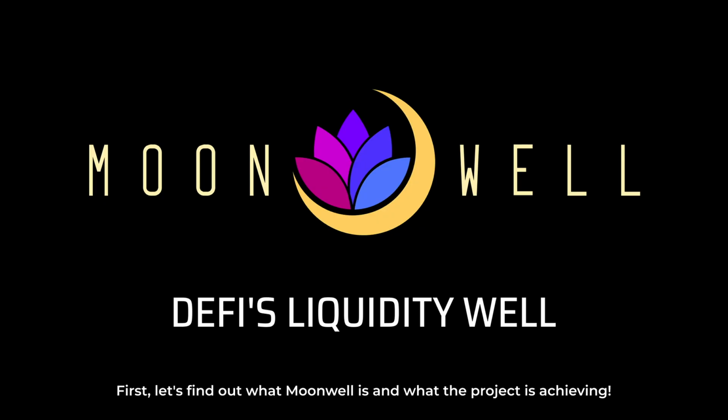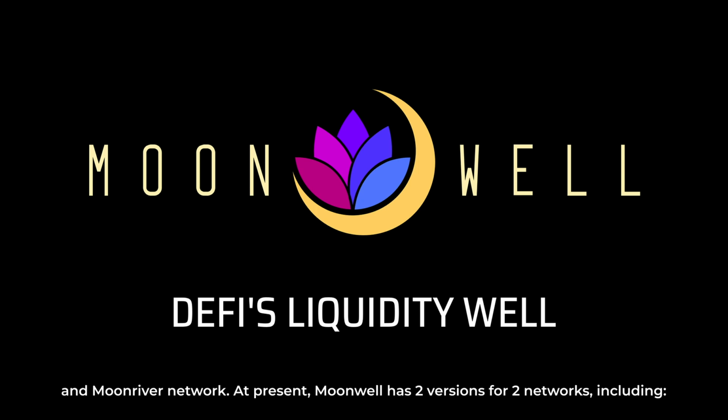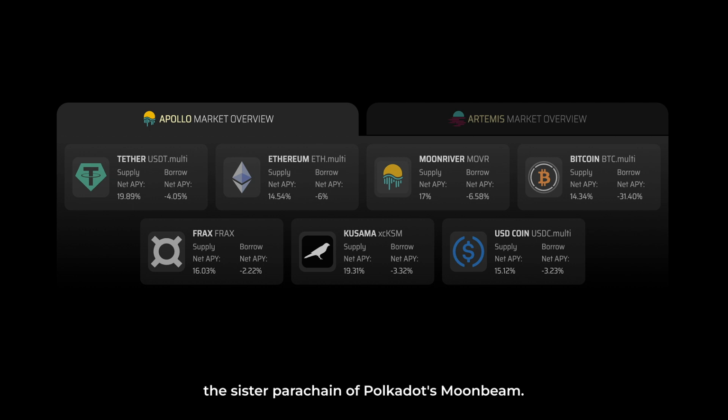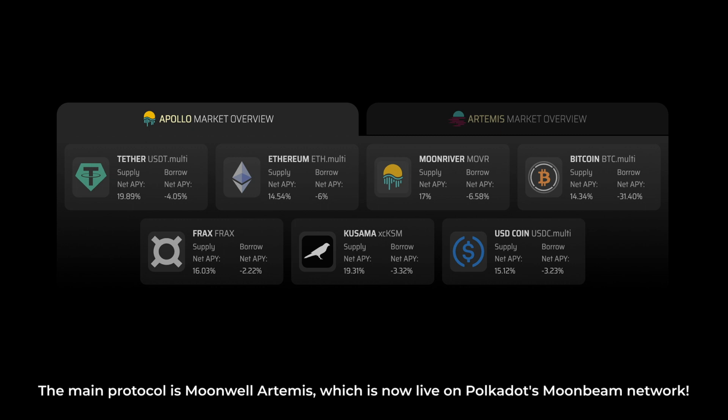But first, let's find out what Moonwell is and what the project is achieving. As we said at the beginning of the video, Moonwell is an open lending and borrowing protocol built on Moonbeam and Moonriver network. At present, Moonwell has two versions for two networks, including the first one, Moonwell Apollo, which has been deployed on Kusama's Moonriver network, the sister parachain of Polkadot's Moonbeam. And Moonriver is where new products are expected to be incubated and developed prior to being deployed on Moonbeam. And the main protocol is Moonwell Artemis, which is now live on Polkadot's Moonbeam network.